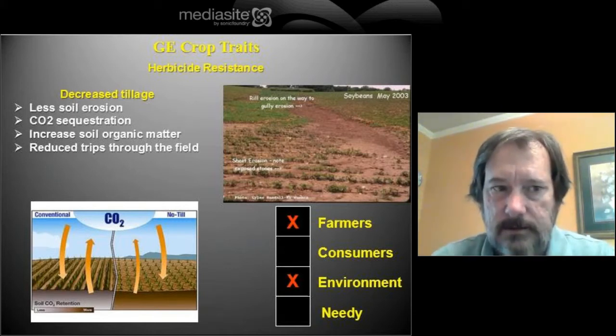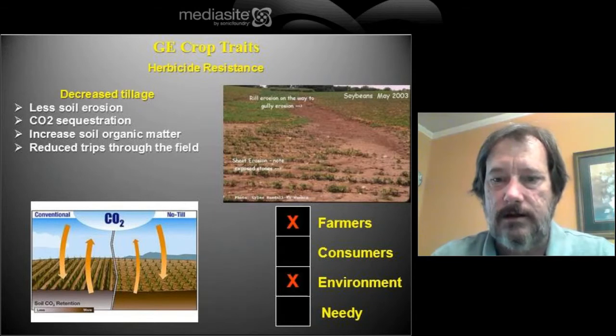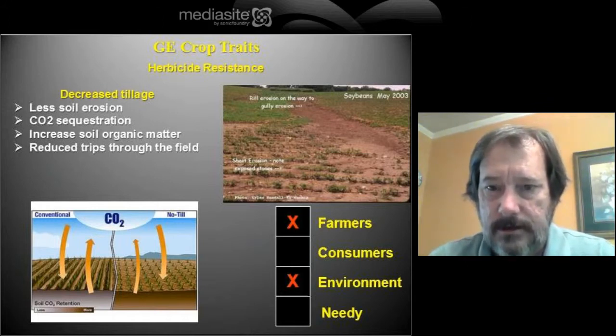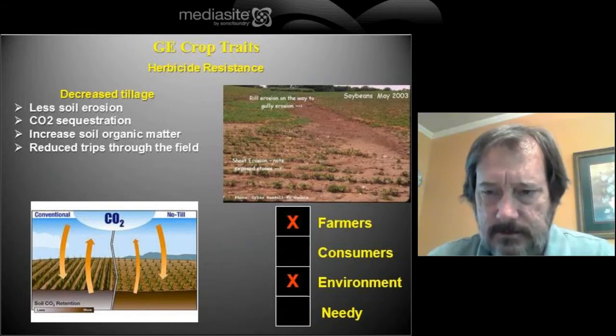Probably the most widely known genetic engineered trait is herbicide resistance, and there are several herbicide resistant traits that are either available or are in the pipeline to be commercialized pretty soon. But the one that's most famous and most people would know about would be glyphosate resistant, or Roundup Ready.